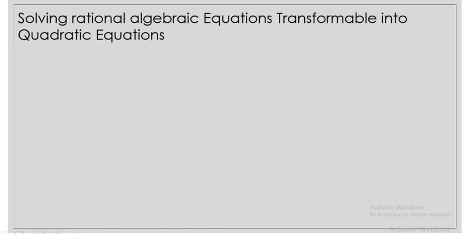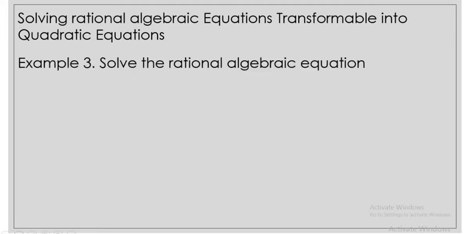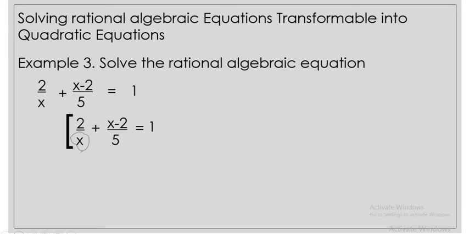Let's go on now to solving rational algebraic equations transformable into quadratic equations. Solve the rational algebraic equation 2 over x plus x minus 2 over 5 is equal to 1. So, rewrite the equation, 2 over x plus x minus 2 over 5 is equal to 1. Then, put brackets on both sides.